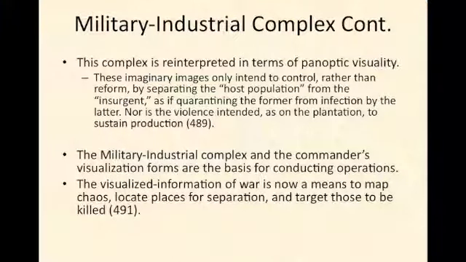And some more. Mirzoeff says this complex is reinterpreted in terms of panoptic visuality, and these imaginary images only intend to control rather than reform by separating the host population from the insurgent, as if quarantining the former from infection by the latter, nor is the violence intended, as on the plantation, to sustain production. And the military-industrial complex and the commander's visualization forms are the basis for conducting operations. And the visualized information of war is now a means to map chaos, locate places for separation, and target those to be killed.